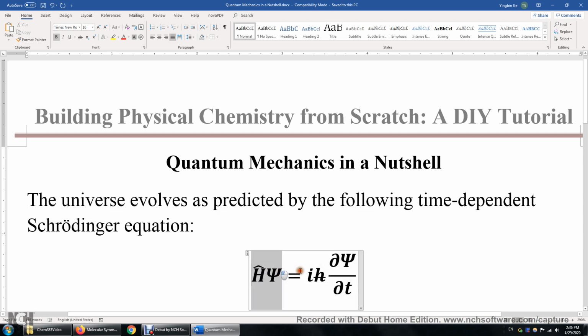By solving this equation, we can predict the behavior of the system. The system can be just one electron or the entire universe that consists of 10 to the power of 80 particles.